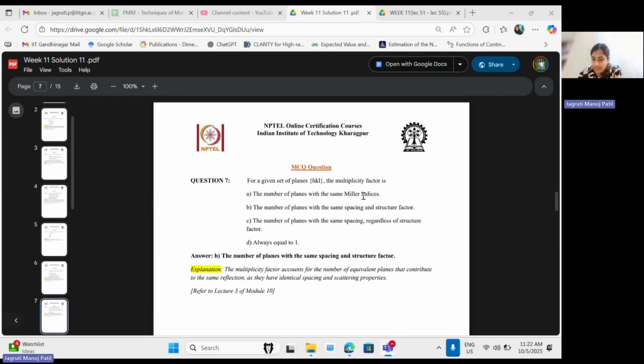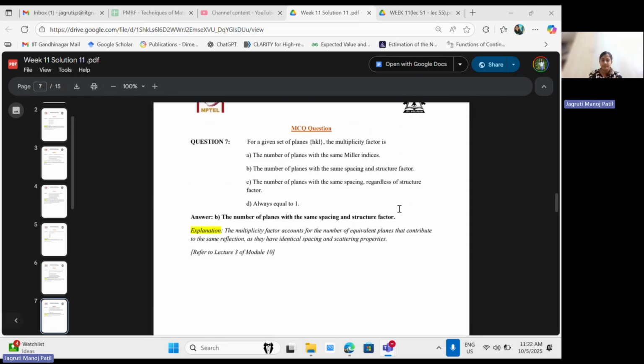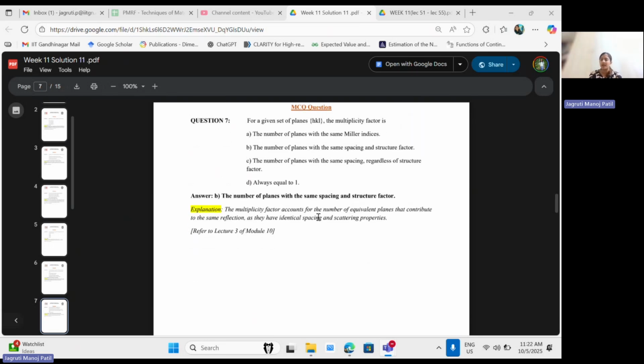So number of planes with the same Miller indices, I don't think so. Then you have the number of planes with the same spacing and structure factor, or the same spacing regardless of structure factor, whereas you have always equals to 1. So always equals to 1 follows for only the simple one, whereas this follows the spacing and the structure factor, right? So the factor accounts for the equivalent planes which are placed at equal spacing, that will contribute to the same reflection from them.